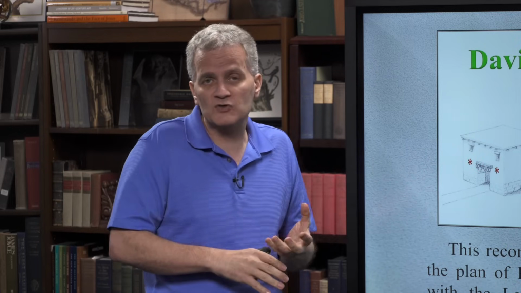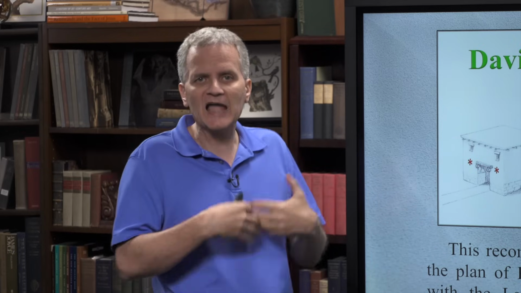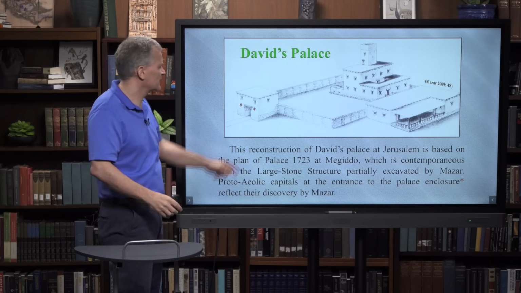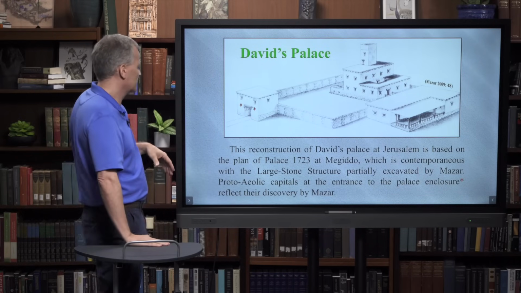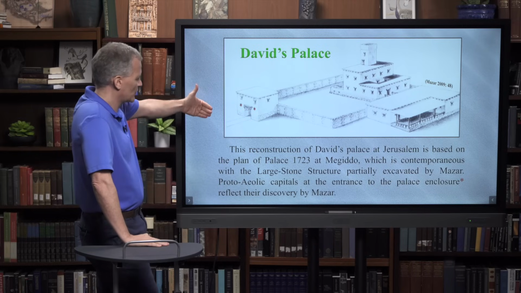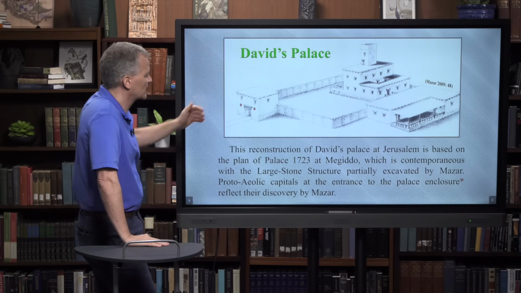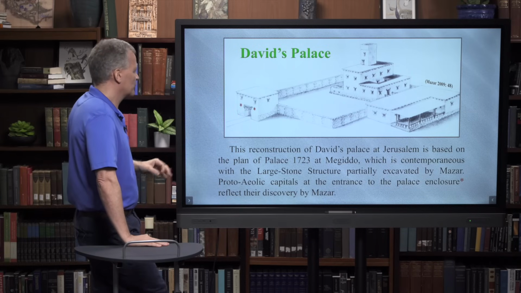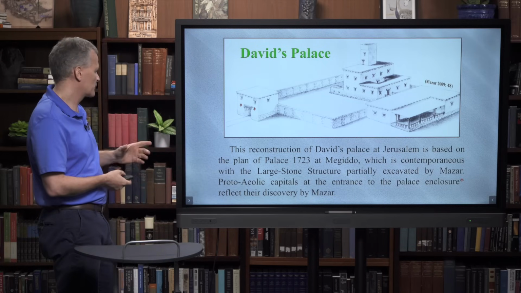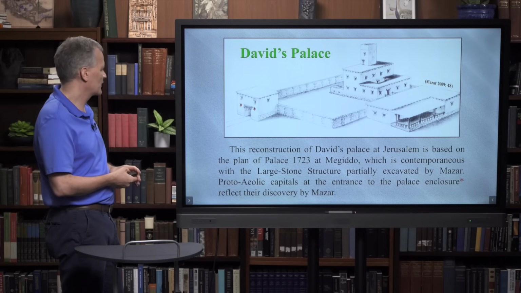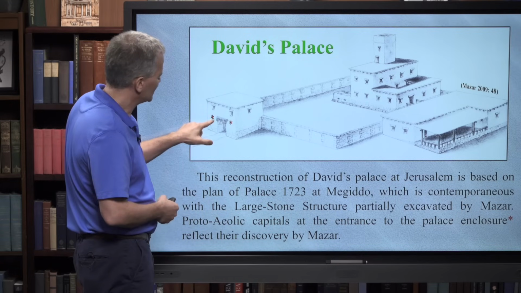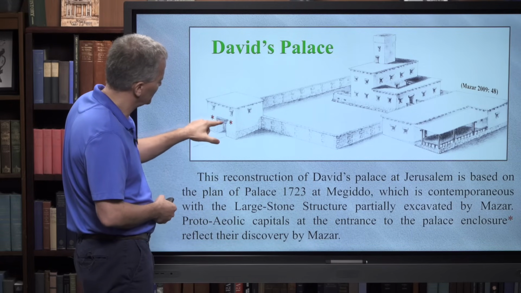And she is one of the few Israeli archaeologists who actually has a high view of the history that's written in the Bible itself. So this is a reconstruction of David's palace at Jerusalem based on the plan of Palace 1723 at Megiddo, which is a comparable site. That's up in the northern part of the southern Levant, I should say. And this is contemporaneous with this large stone structure at Jerusalem that was partially excavated by Eilat Mazar. These Proto-Aeolic capitals at the entrance to the palace enclosure reflect their discovery when she found them. Where these asterisks are is the kind of position where you would have such capitals.